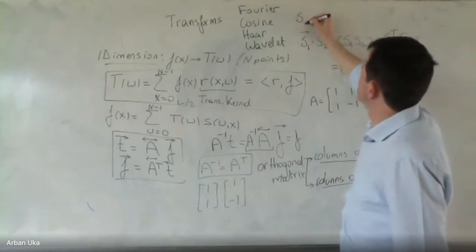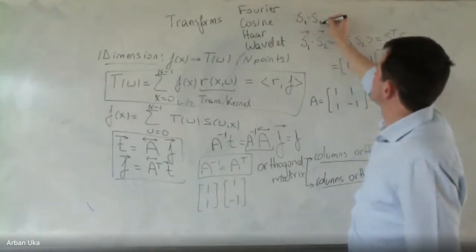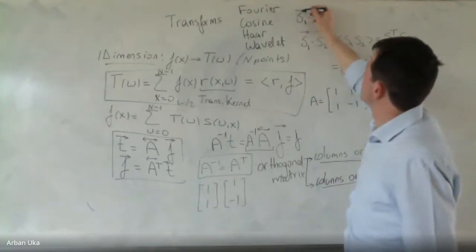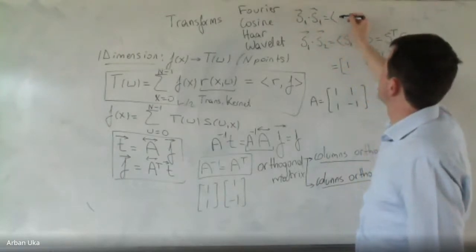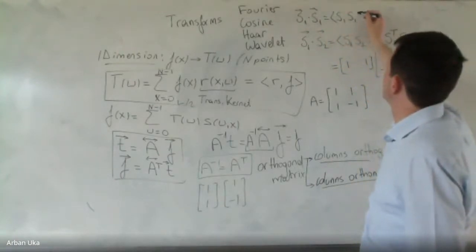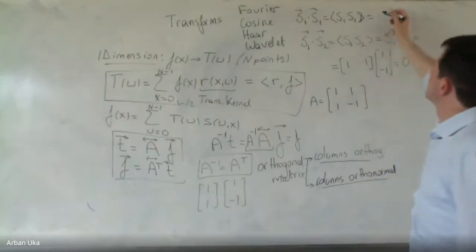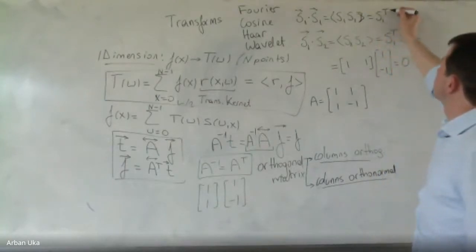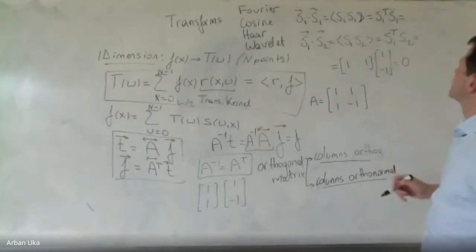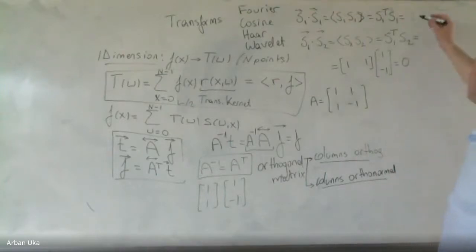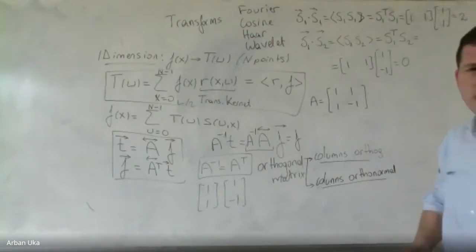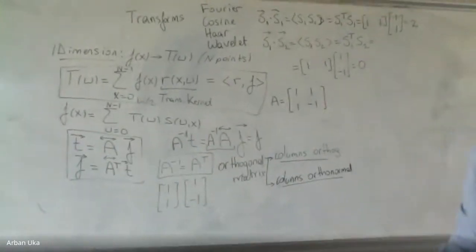What is S1 dot S1? So we want to find the dot product. We denote this one also like S1, S1. At the same time, this is S1 transpose times S1. And this is going to be equal to 1, 1 times 1, 1. And this is equal to 2. Okay? So it looks like this column is not orthonormal, so the magnitude is not 1.